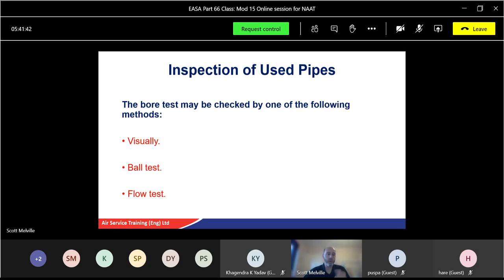You might do a visual check, you're not too sure, let's do a ball check. Okay, we'll do that, seems to be okay. And you know what, let's do a flow test anyway. Again, most of the time, you'll just get a pipe in stores, check for damage, check it's the right pipe, all the good parts on it, and then make sure it's clean inside. And if need be, flush it.